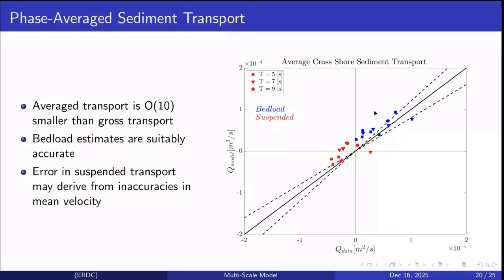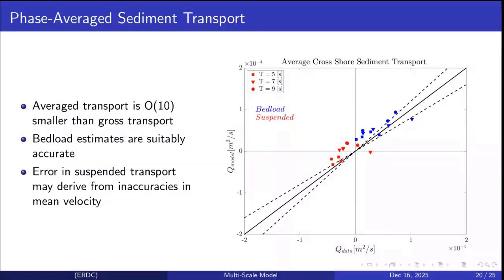And if you then numerically average them and compare them to the measurements, you get the following figure, which isn't nearly as impressive. At least things are mostly in the right quadrant in terms of data and model as a comparison. It's really, really difficult to make that prediction from the last step to this one. The average transport is an order of magnitude smaller than the gross transport. And I think that, again, the bed load, shown as the blue values, is probably suitably accurate.